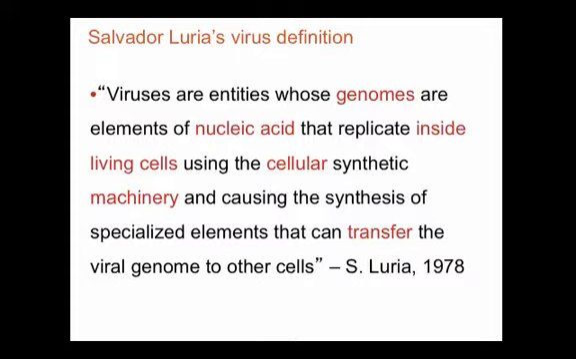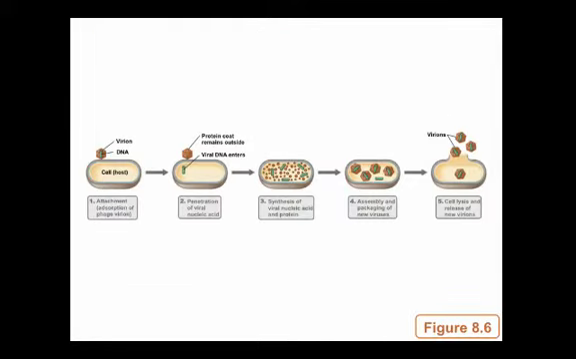So, again, genomes of nucleic acid, that's your bag of genes, that have to use cellular machinery to replicate. They've got to get inside another cell in order to make more virus, and then can transfer that genetic material from one cell to another. So the way your textbook shows this is basically here.